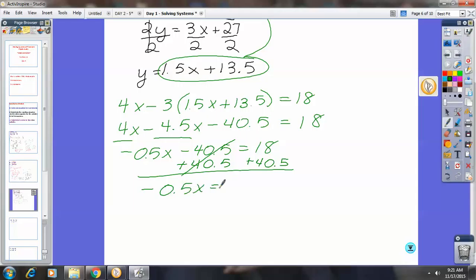$18 plus 40.5, 58.5. Divide by negative 0.5. You get an answer of negative 117.